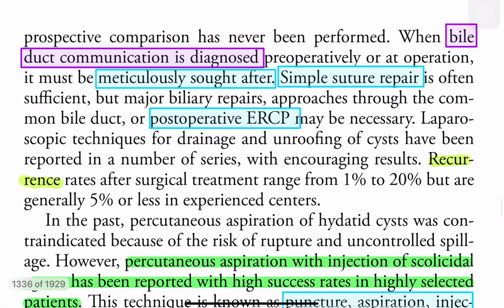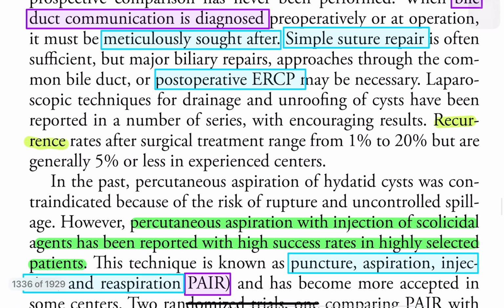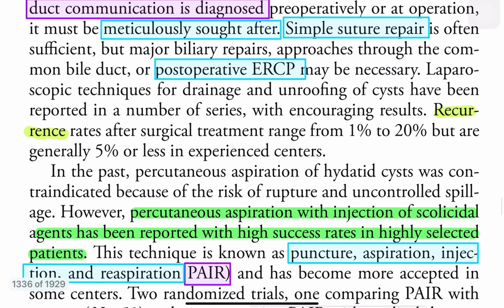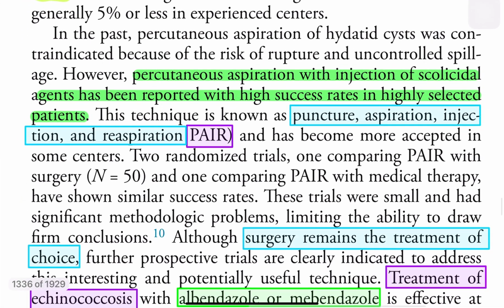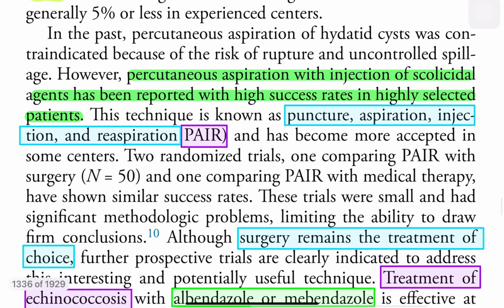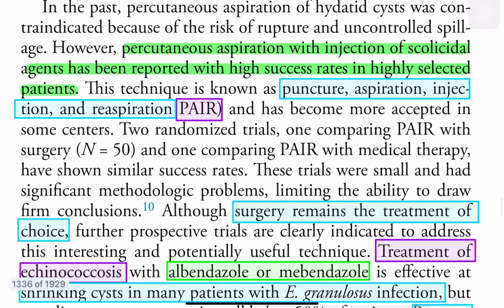When bile duct communication is diagnosed, surgery should be done meticulously, and simple suture repair can be done. Pre-op ERCP may be necessary. They generally ask in PG or FMG what the full form of PAIR is. It's puncture, aspiration, injection, and re-aspiration. P for puncture.